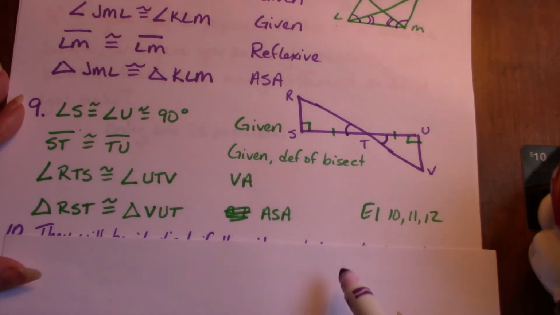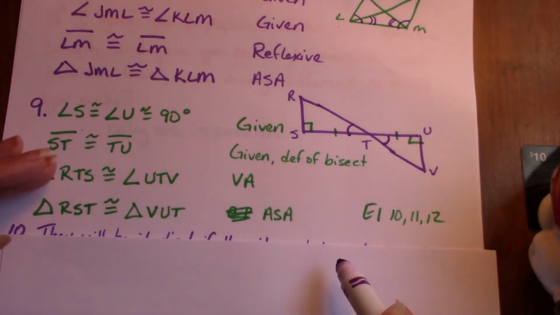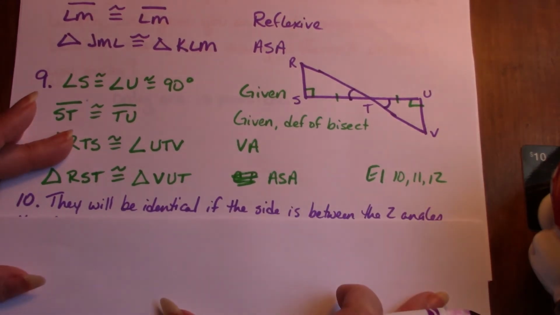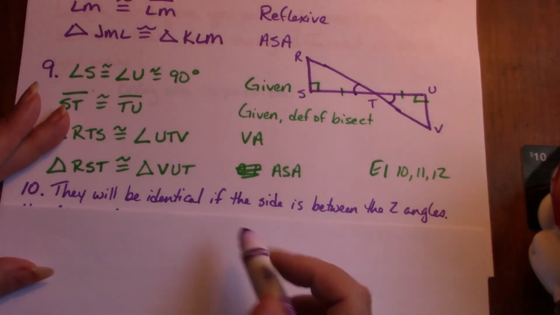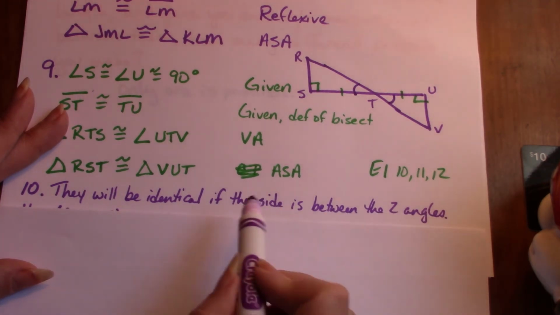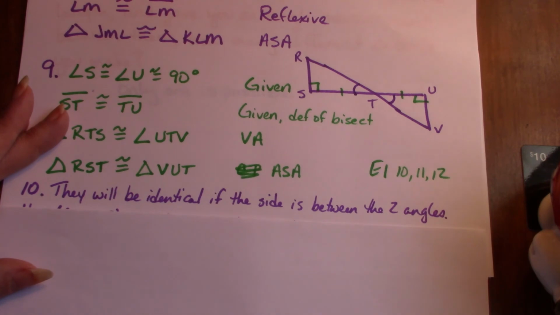Pause here. We're on the elaborate questions, numbers 10, 11, and 12. Come back when you're done. Number 10, they will be identical if the side is between the two angles. But if it's a different side, you have to do other things.